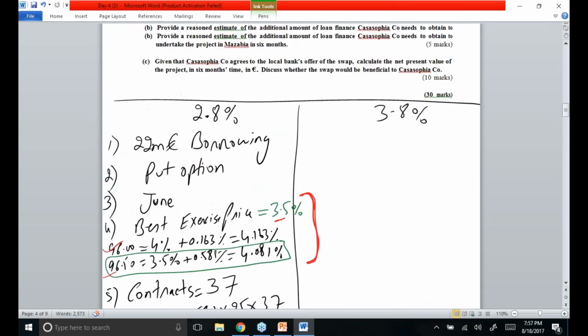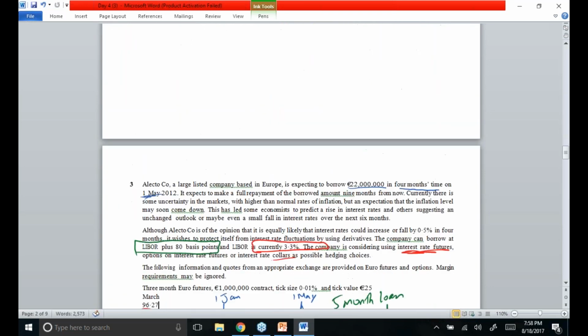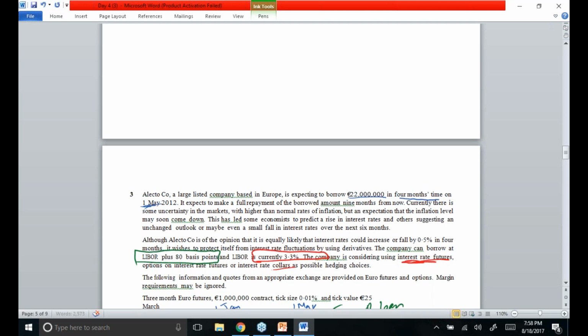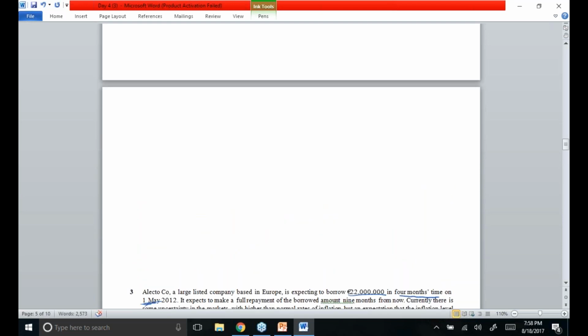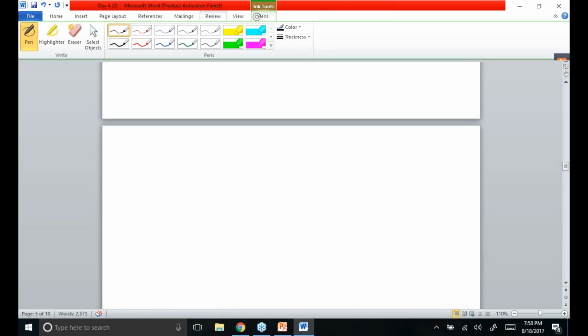And where was the question? Okay, here is the question. We will solve the same question. Okay, divide your question into 2 columns and write 2.8% the closing spot at the top of one column and write the other closing spot at the top of the other column. Now the first step.